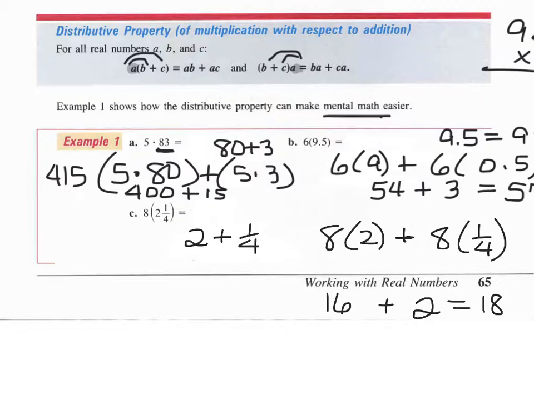Otherwise, you would need to make this improper. So 4 times 2 plus 1 and make it 9 over 4 times 8 over 1. Simplify, and you can also do it that way. So this is just applying distributive property, and just shows you how you could make some math problems a little bit easier so you could do them mentally.